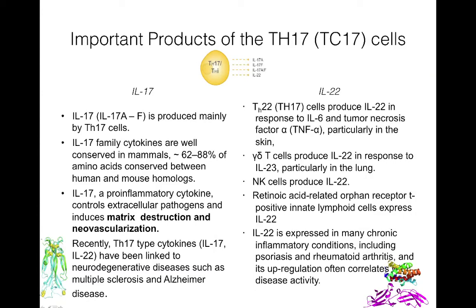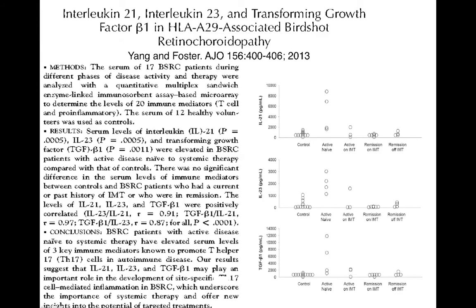IL-22 is a product as well, and interestingly enough does not have an effect on the T cell, but has an effect on end organs, that is, organs to which this material finds itself, and we know it's very toxic to the retinal pigment epithelium. And it's expressed in many chronic inflammatory conditions, including psoriasis and rheumatoid arthritis.